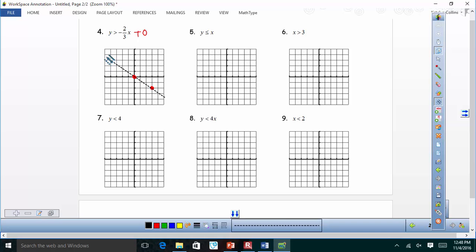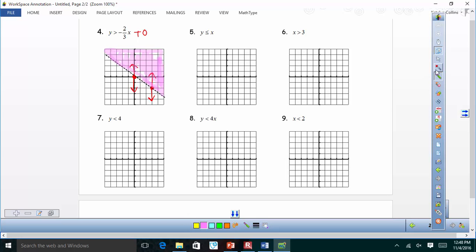So you want to make sure you go all the way across. Then we want to draw our arrows up and down. Okay. Leah, if this is greater than, would I shade above or below? Very good. Above. So we're shading where the arrows go up. Very good.